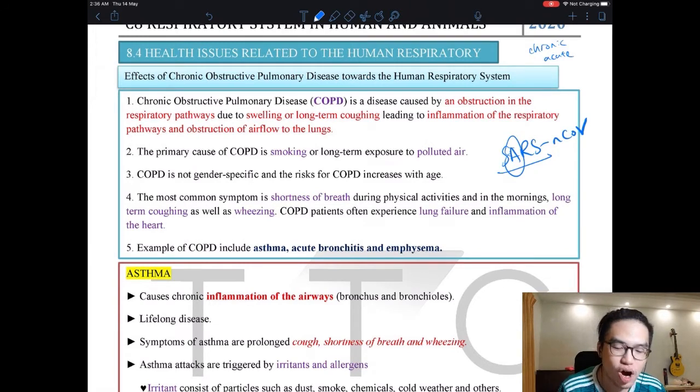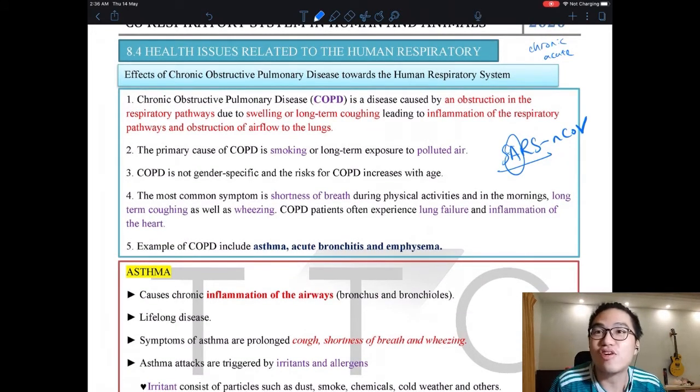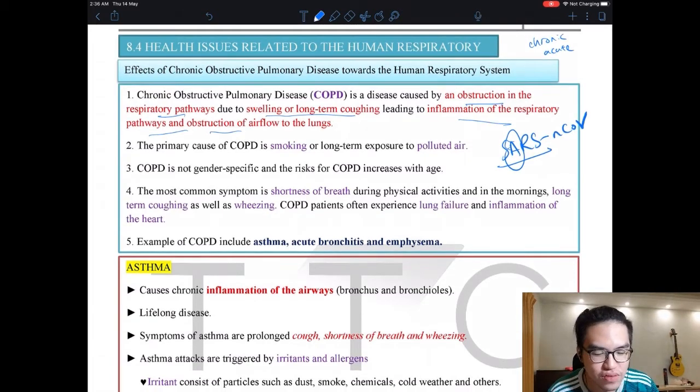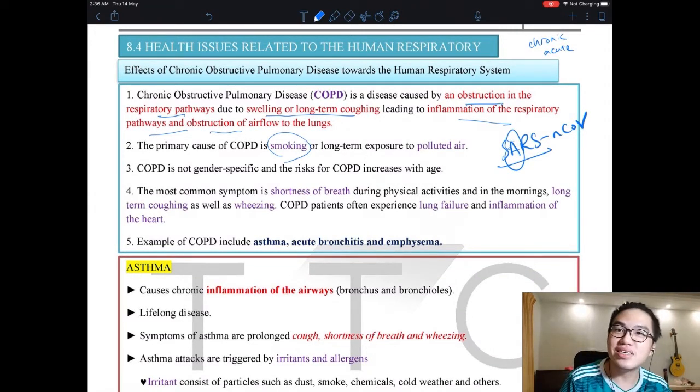So chronic, obstructive because it's obstructing, you cannot breathe well. Of course any lung disease you won't breathe well. That's why it's called COPD. So obstruction in the respiratory pathway, swelling or long-term coughing, inflammation of the respiratory pathway, basically obstruction of flow into your lungs. You're choking yourself, slowly choking yourself. So the primary cause of course is smoking. A lot of students ask me this, sir, then vaping okay? This is up to you to decide. Vaping is a very new thing.